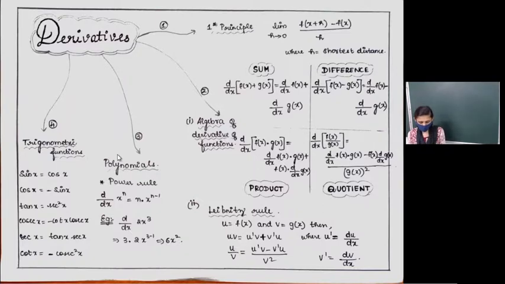For example, I have given here we have to find d by dx of 2x cube. So we have to bring the power to the coefficient. So I am bringing 3 to the coefficient. So 3 into 2x power 3 minus 1. You can work that out on the board.